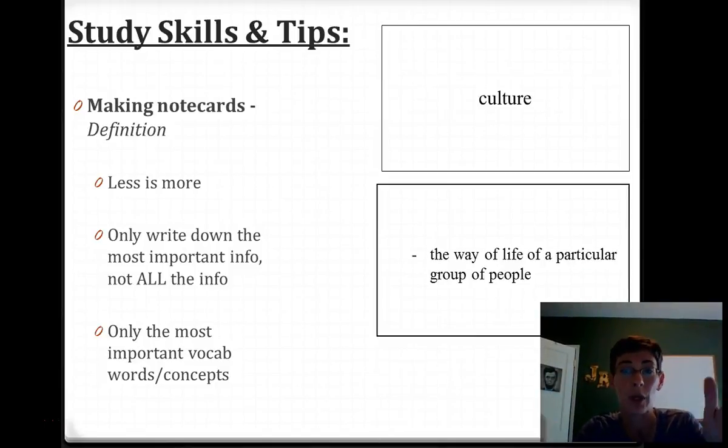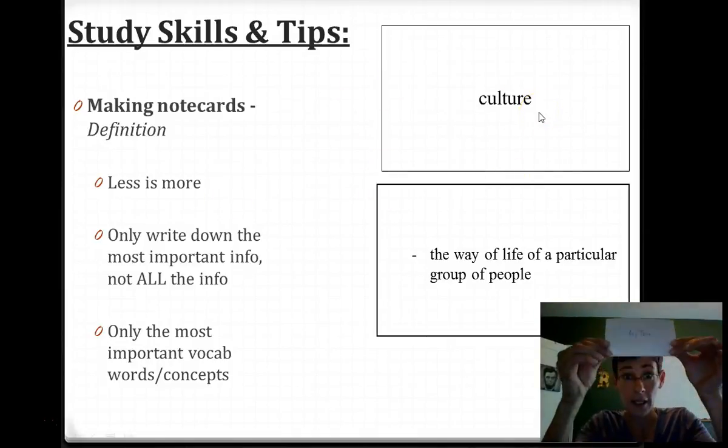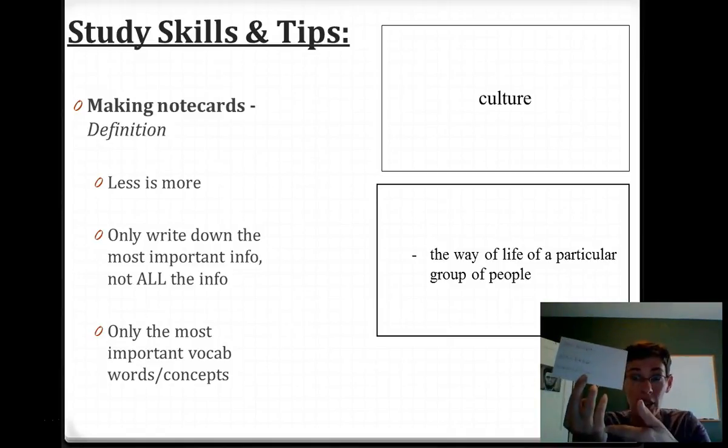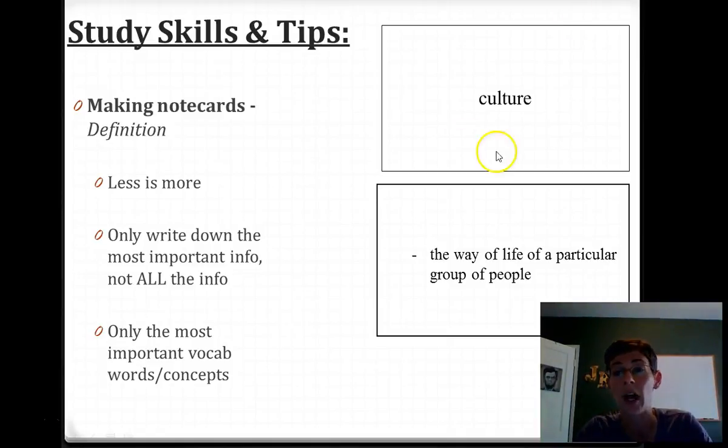This is an example of what it looks like. On the front of the card, right here, you would write the term. And then on the back of the card, where the lines are, is where you put all the other stuff. Here I have my personal definition of culture. It's very basic. It's very minimal. But that's an example of just a definitional note card. That's all that you need.